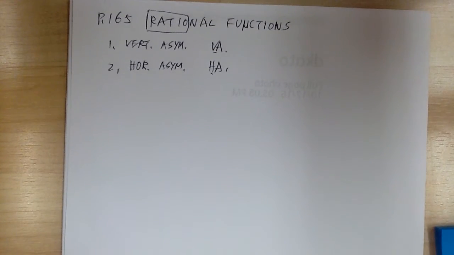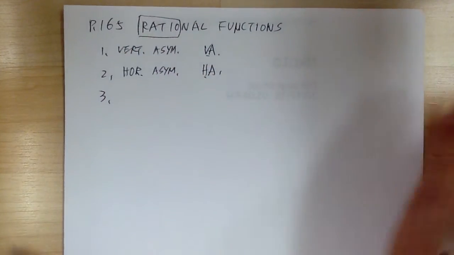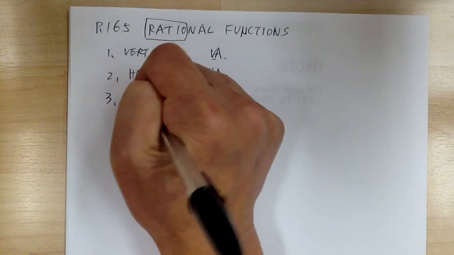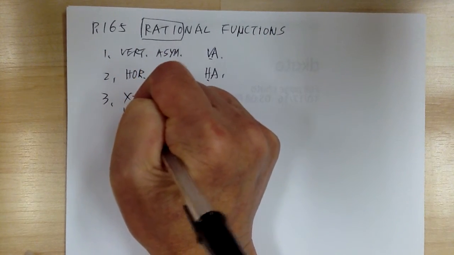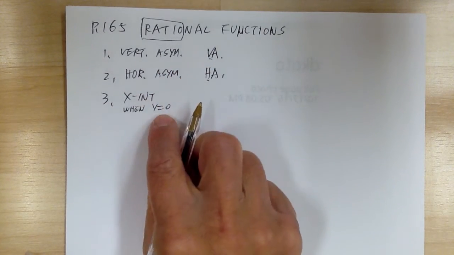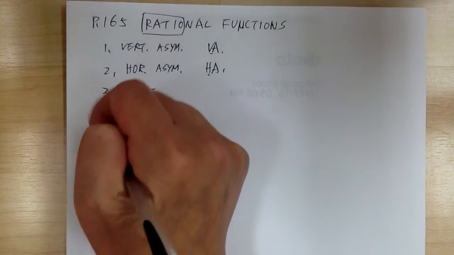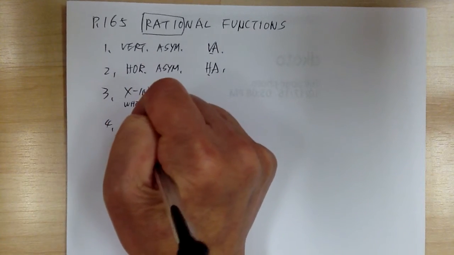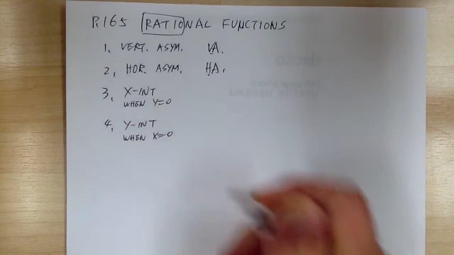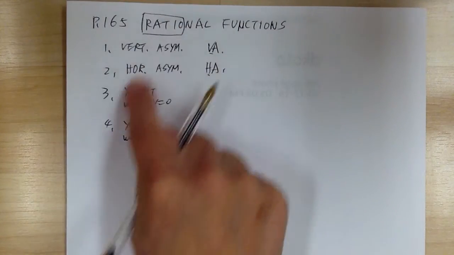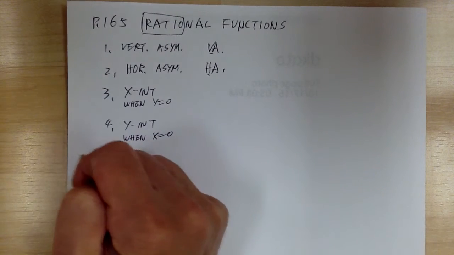Then next, you want to figure out the x-intercept. The x-intercept is when y equals 0. So you set y equal to 0 and you look for the x-intercept. And next you need to get the y-intercept. The y-intercept is when x equals 0. So you need to get these 4 pieces of information and you sketch it out. So let's go over the example.